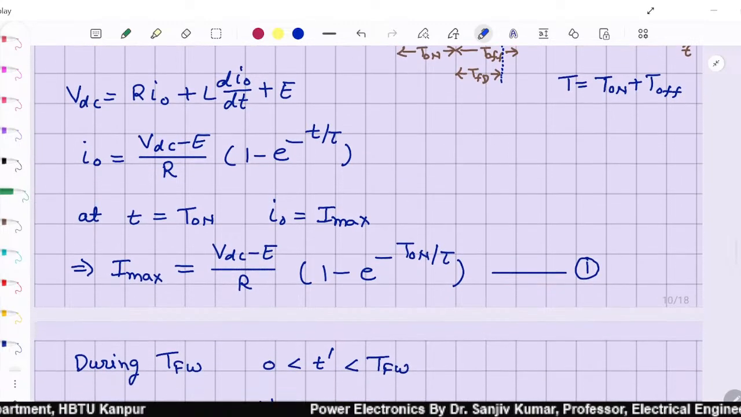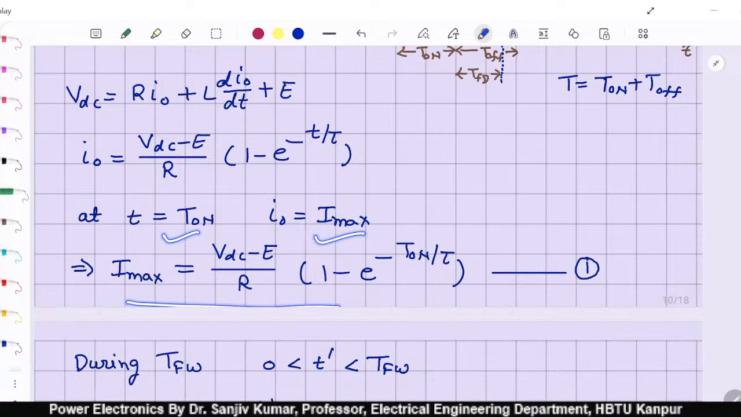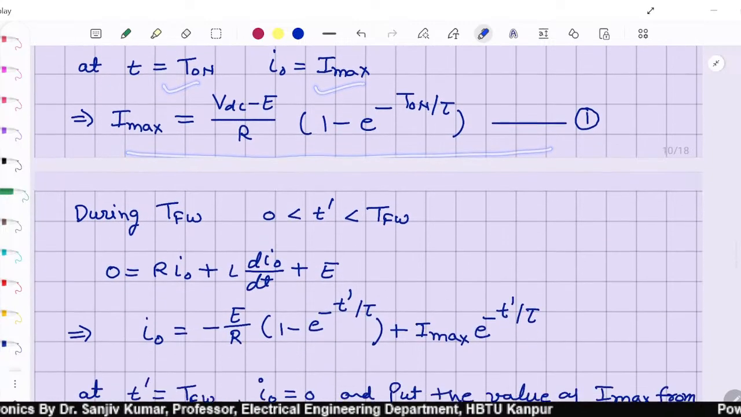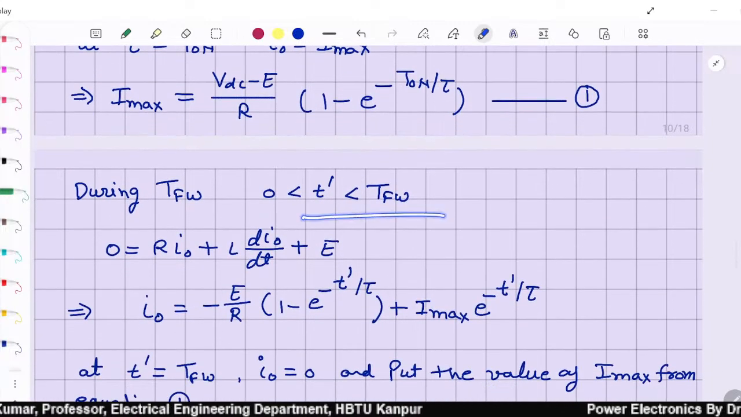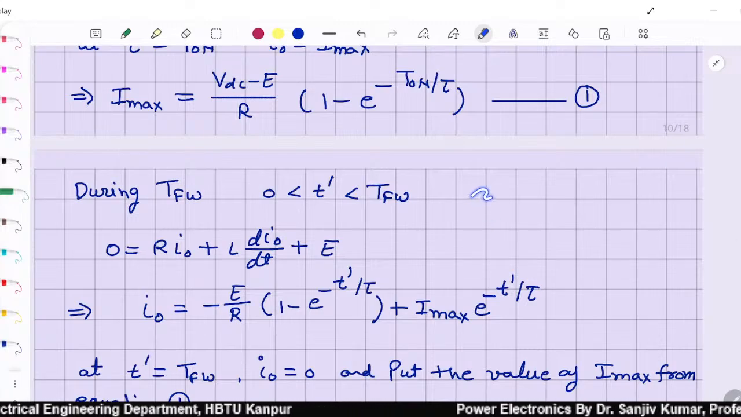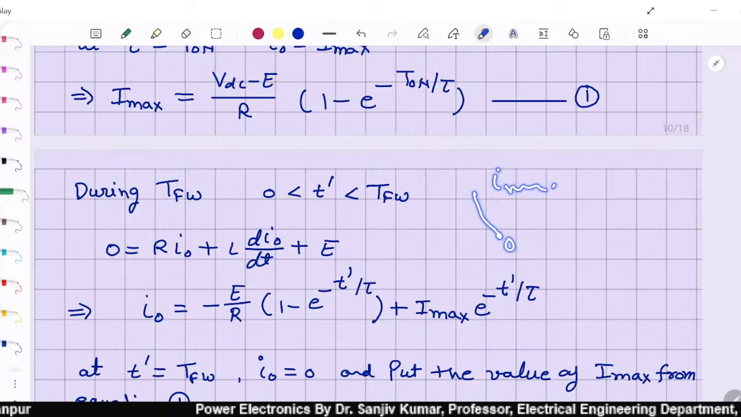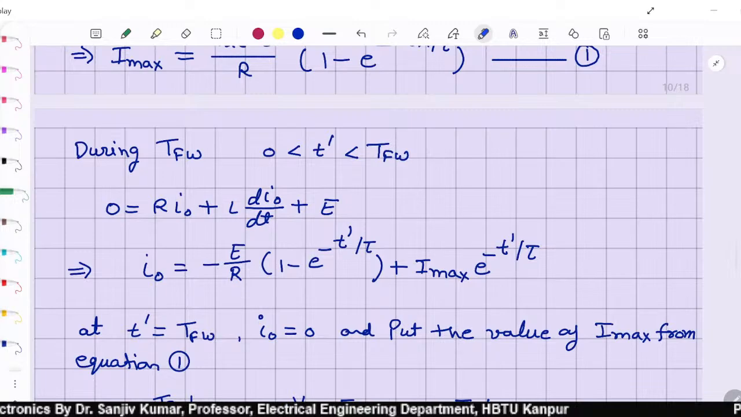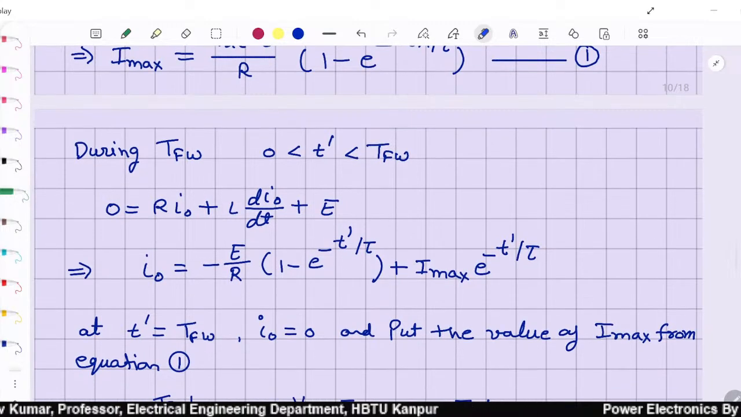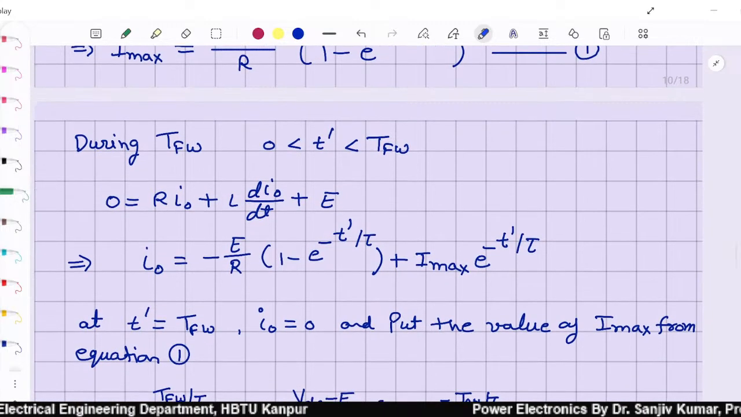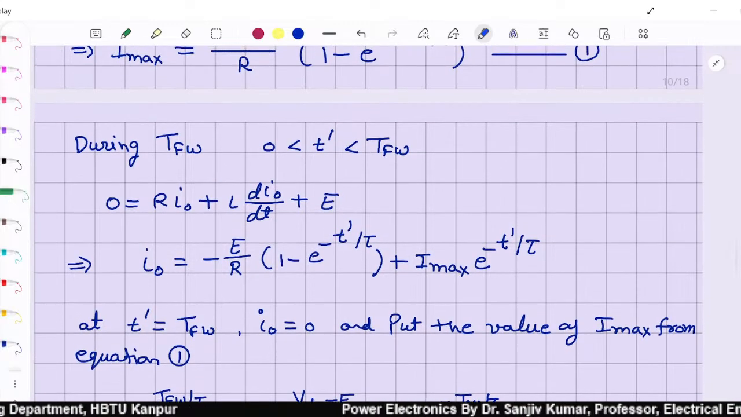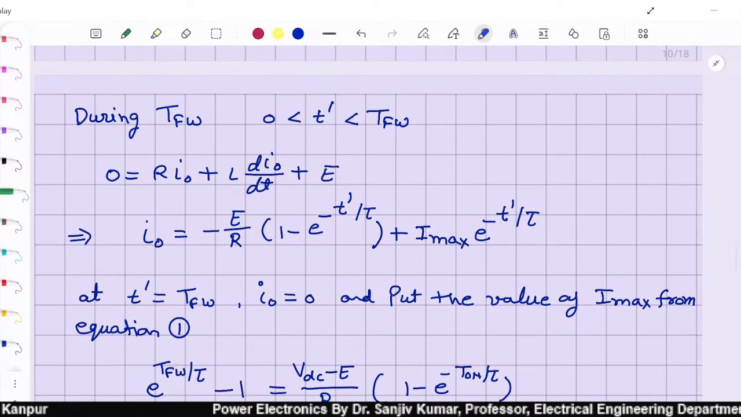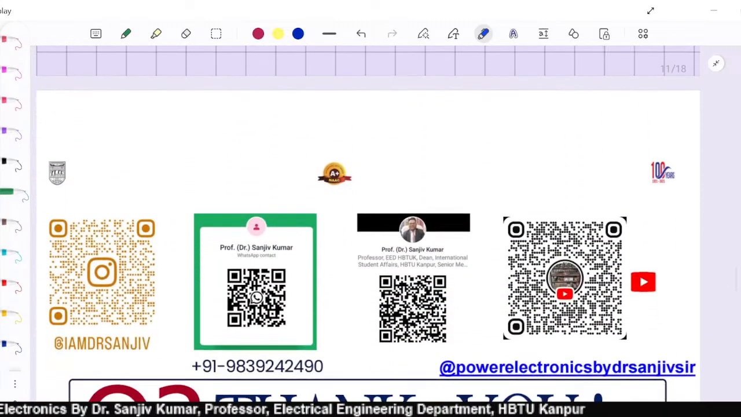Likewise, when you apply that at t equal to t on, I is equal to I max, you will get the value of I max. Similarly, for the freewheeling period, again this value starts from I max and comes to 0. This is 0, this is I max. So applying those things, we will get the value of I0 as minus E by R, 1 minus e to the power minus t dash by tau, plus I max e to the power minus t dash by tau. We know at t dash equal, everything is clear.